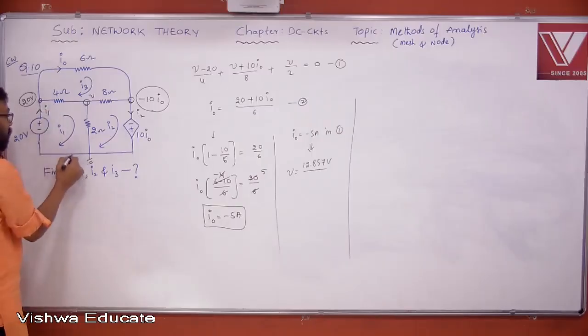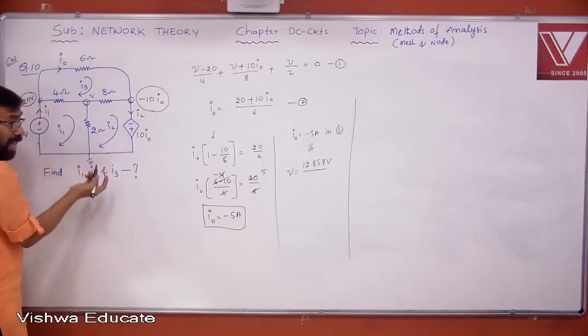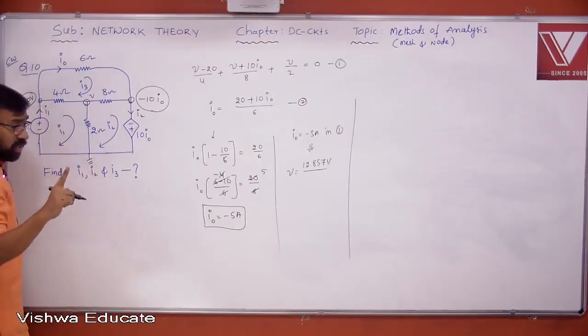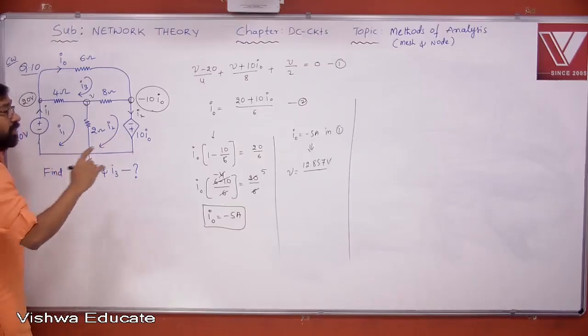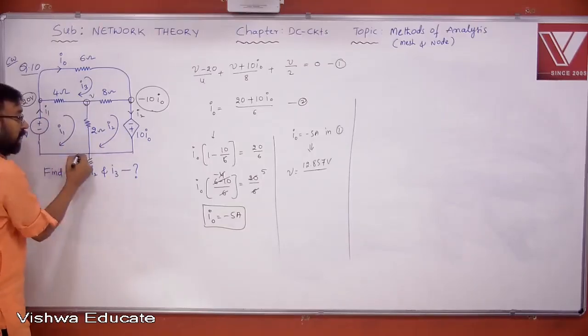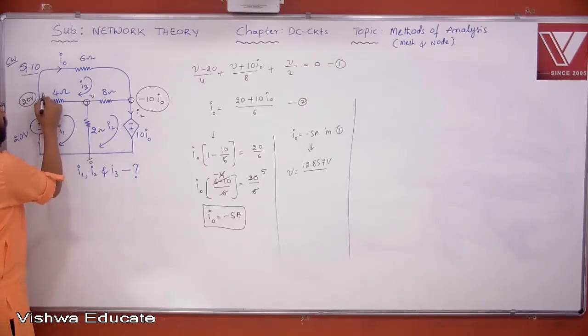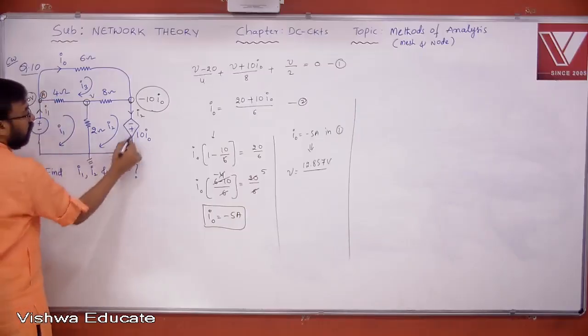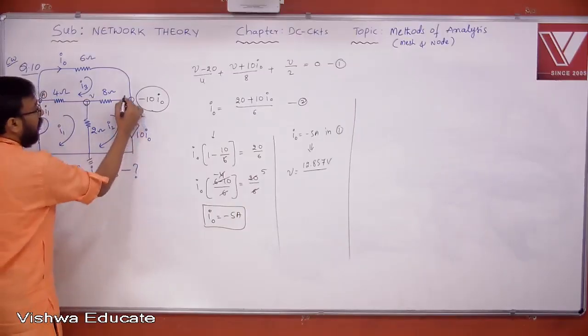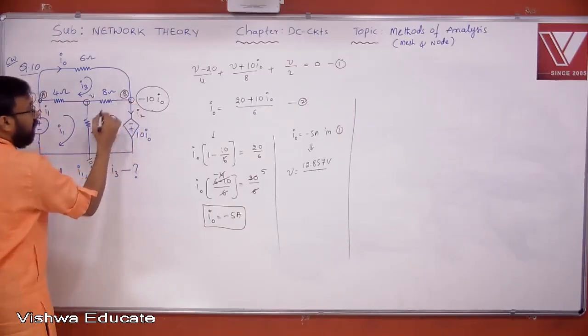Find the current I1. How do you find the current through any path? If that path consists of a resistor, we apply Ohm's law. Otherwise, we go for KCL. This path doesn't have any resistor, so let us apply KCL at node A. Here also, there is no path resistor. Okay, node B, let us apply KCL in this node.